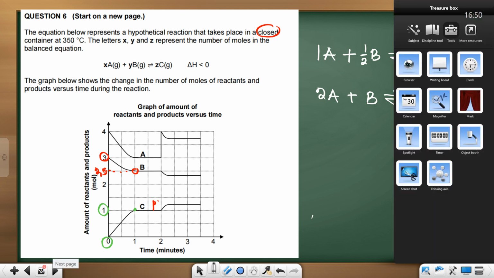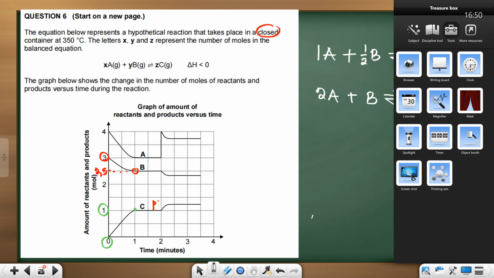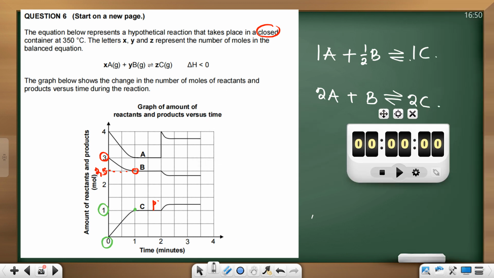Calculate. Remember the volume? Volume is given as what? 4 dm cube. Please calculate Kc. It's 7 marks. I'll give you 4 minutes. 4 minutes should be fine. It's not so much.